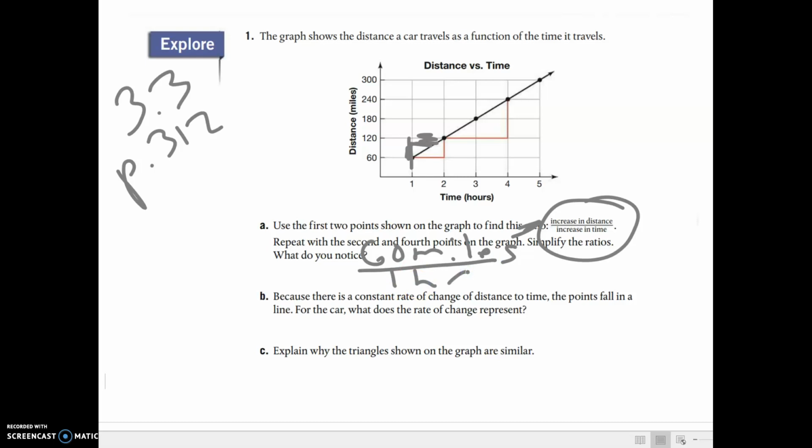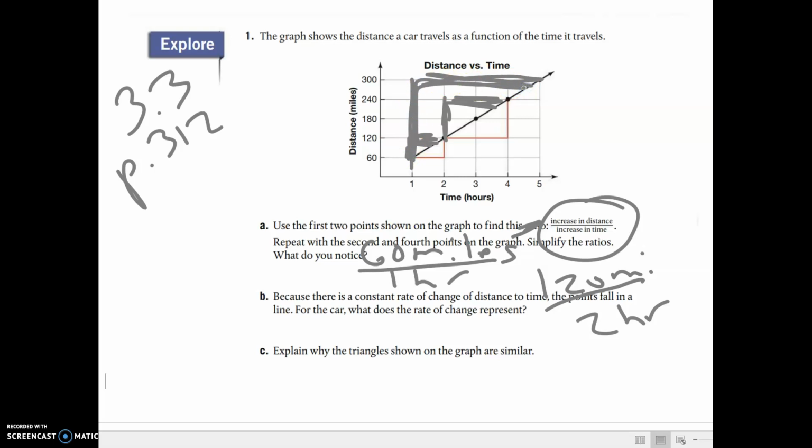If we go from the second and the fourth points, the distance here is what, 120 miles? And then over here is what, a 2 hour time period? So in both cases, it's 60 miles per hour. And actually, even if I go all the way from this point to this point, and I divide that rate, I'm going to get 60 miles per hour.